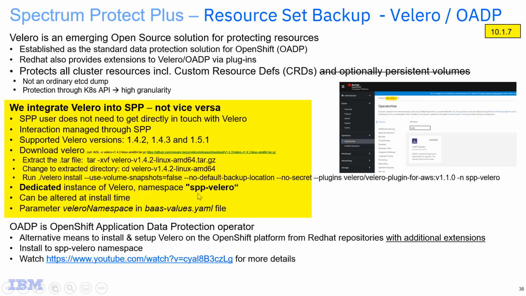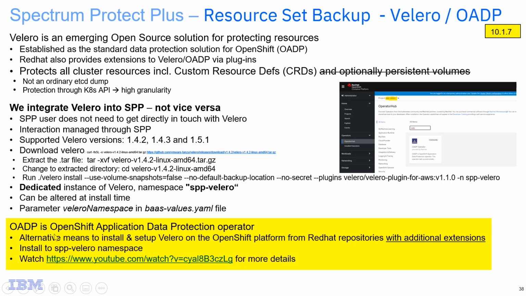This does have to be a dedicated instance of Velero. So if you're using Velero for something else out in your containerized environments, you do need to install a specific instance for Spectrum Protect Plus. And if you didn't install it when you originally installed your Spectrum Protect Plus solution, you can go back and update the BAS values YAML file and do your Velero install.